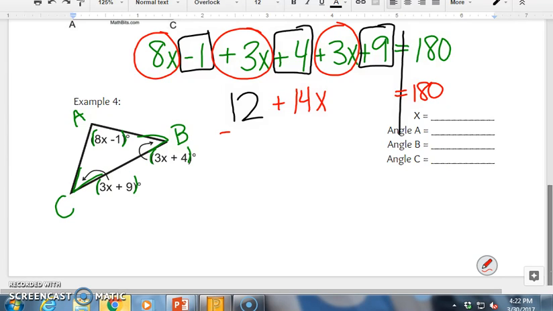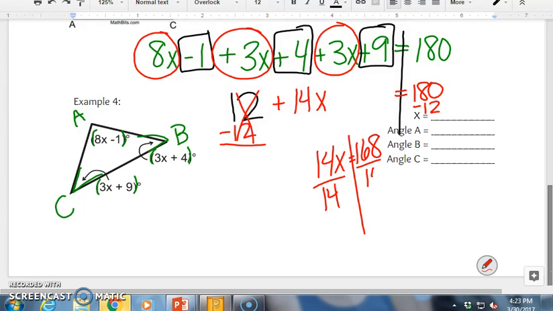So a two-step equation again. So I subtract 12. So I get 14x equals, I'm going to move it down here, 168. I divide by 14. I get x equals 12. So again, let's keep our work organized. So let's go ahead and write it over here. So x equals 12. And then we need to go back and plug it into each one of these angles.